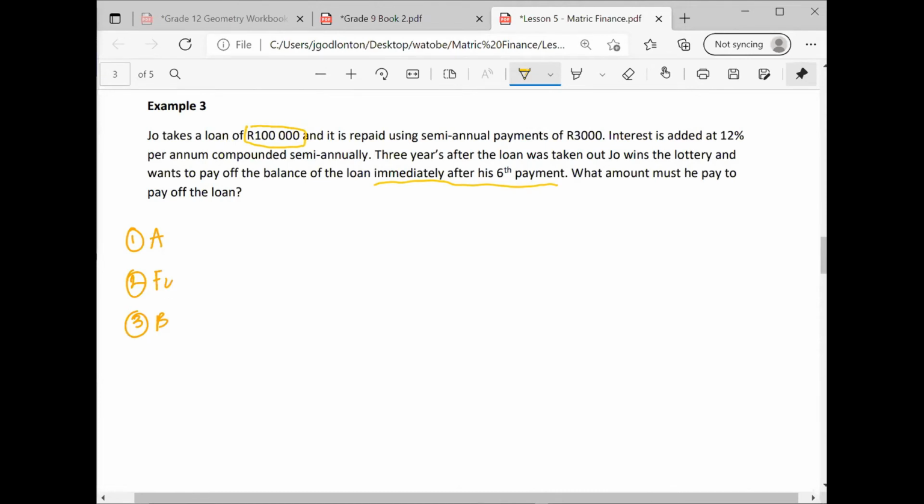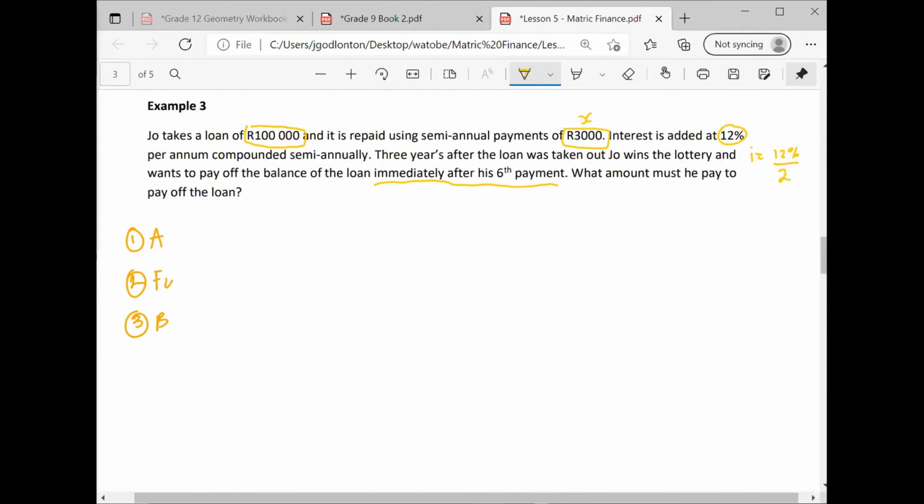Okay, so the first thing is that the loan was 100,000 Rand. That's important for us to know as we move forward. We know that the payments are semi-annually, so that's twice a year, and that they are each 3,000 Rand. So that's our X value. Interest was added at 12% per annum, compounded semi-annually, which means our interest is 12% over 2.